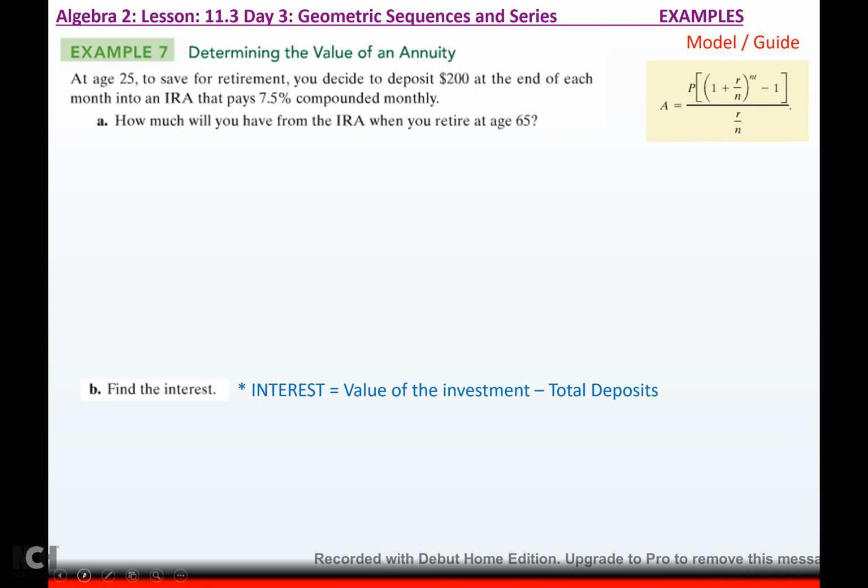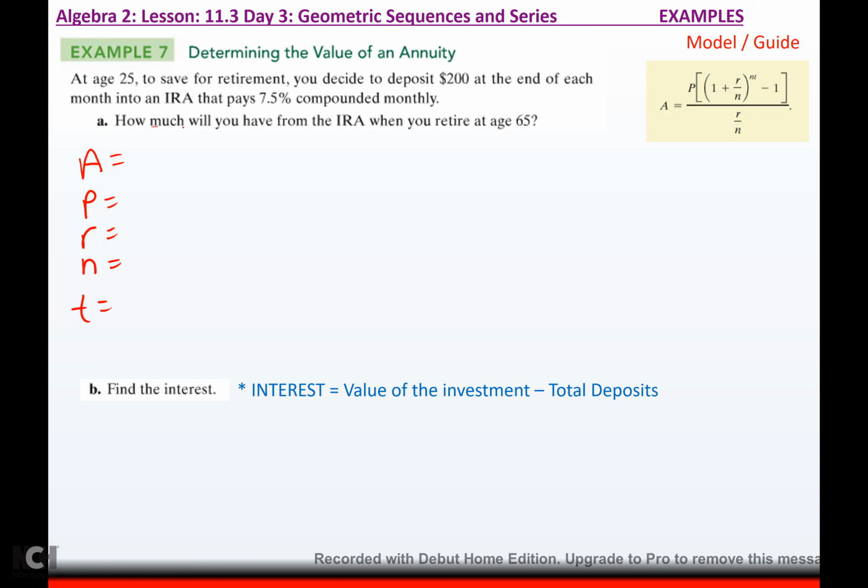Alright, so it says at age 25, to save for retirement, you decide to deposit $200 at the end of each month into an IRA that pays 7.5% compounded monthly. How much will you have from the IRA when you retire at age 65? Alright, so what's going to happen is we need an A, we need a P, we need an r, we need an n, and we need a t.